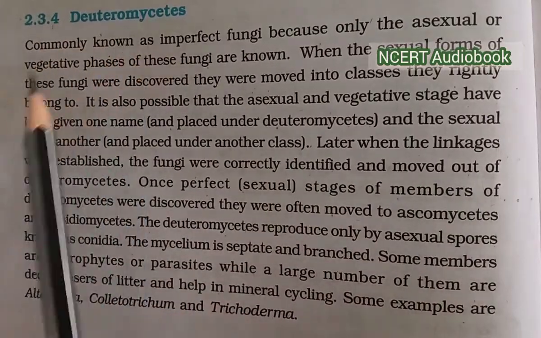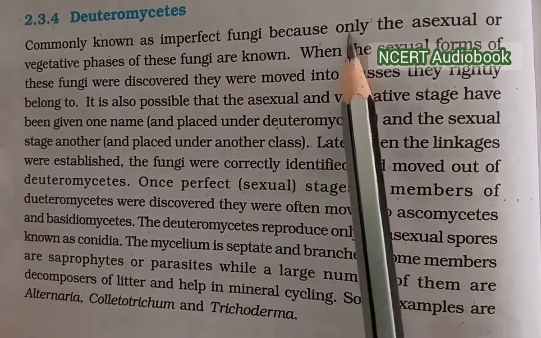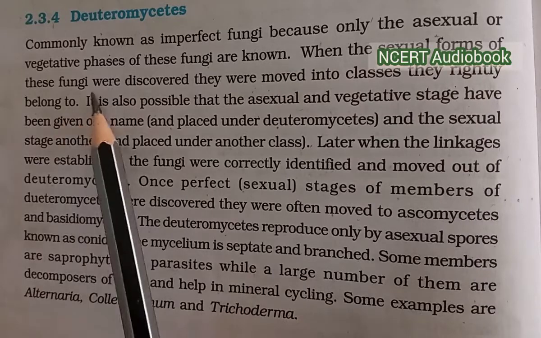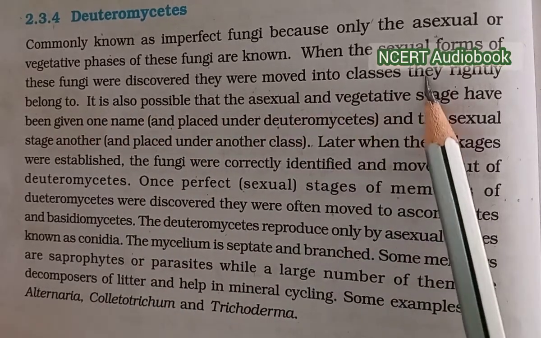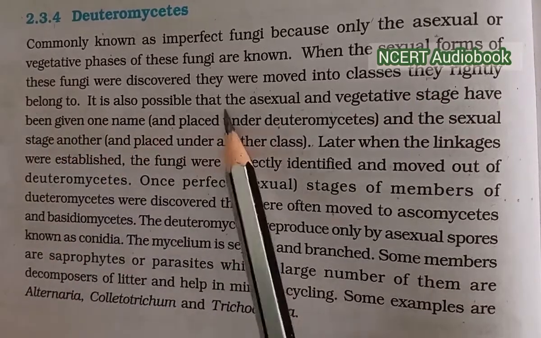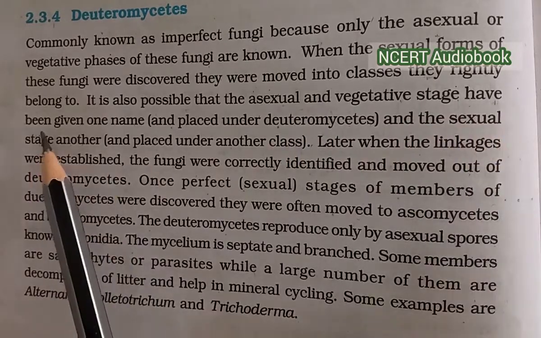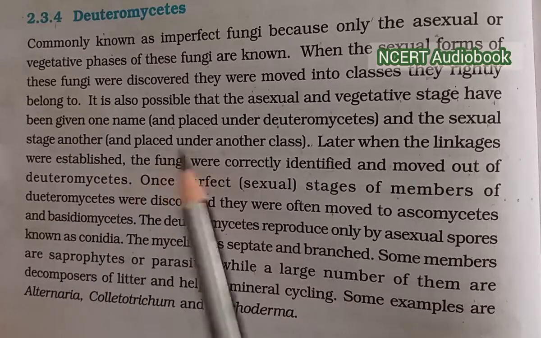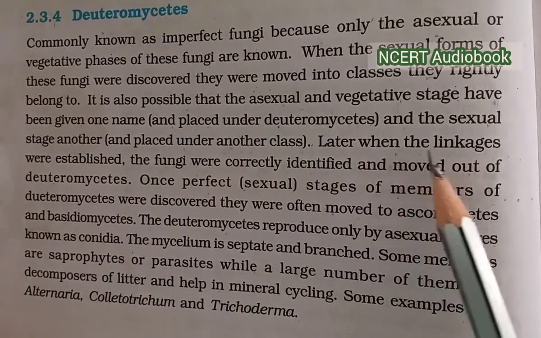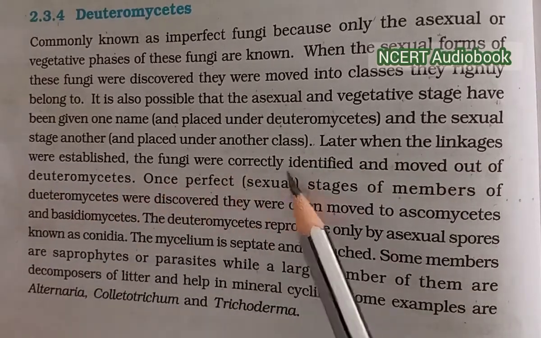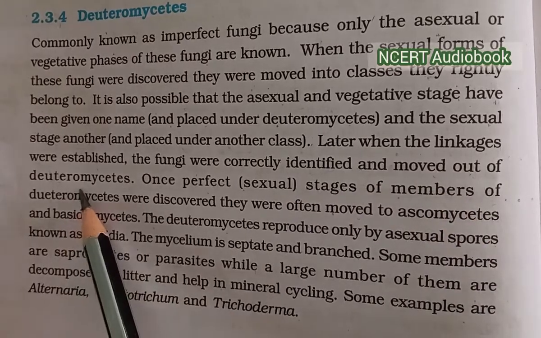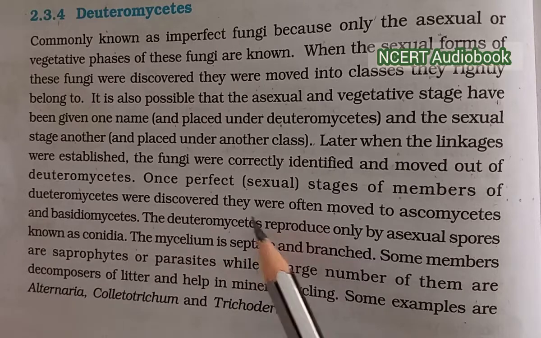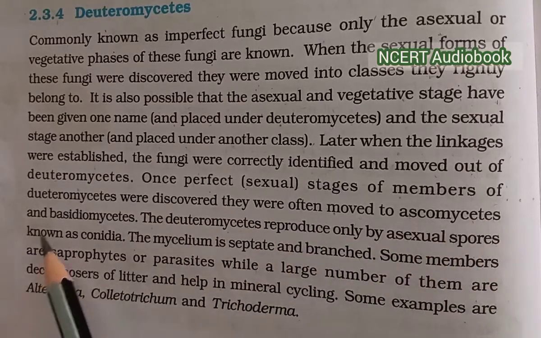2.3.4 Deuteromycetes, commonly known as imperfect fungi because only the asexual or vegetative phases of these fungi are known. When the sexual forms of these fungi were discovered, they were moved into classes they rightly belong to. It is also possible that the asexual and vegetative stages have been given one name and placed under the deuteromycetes, and the sexual stage another and placed under another class. Later, when the linkages were established, the fungi were correctly identified and moved out of deuteromycetes. Once perfect sexual stages of members of deuteromycetes were discovered, they were often moved to ascomycetes and basidiomycetes.